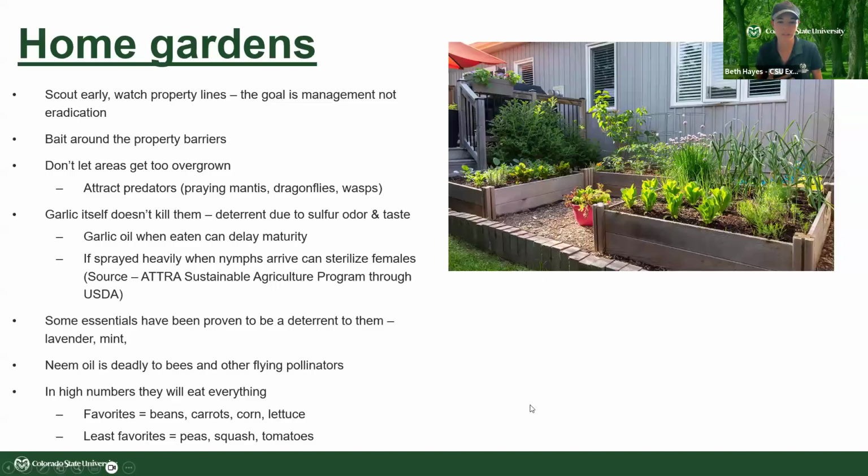All right, home gardens. So basically, a lot of the same tips we've been talking about. Scout early, watch your property lines. You can bait around your property barriers if you're open to using chemicals.